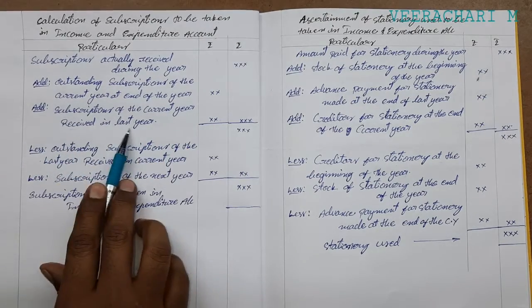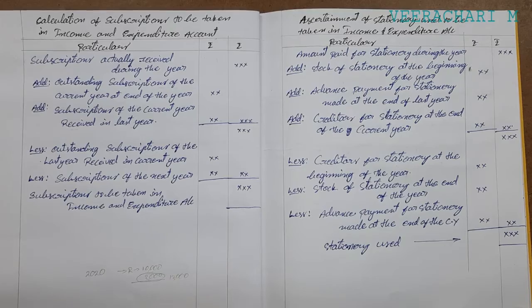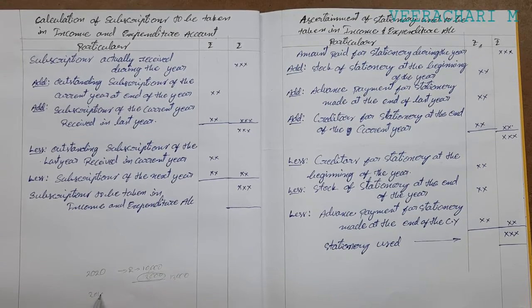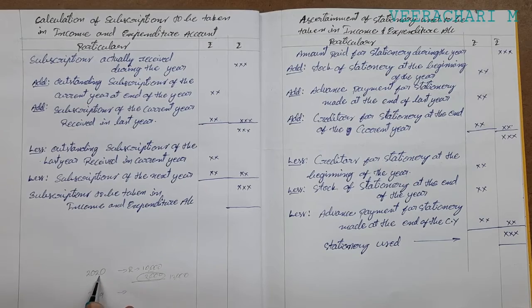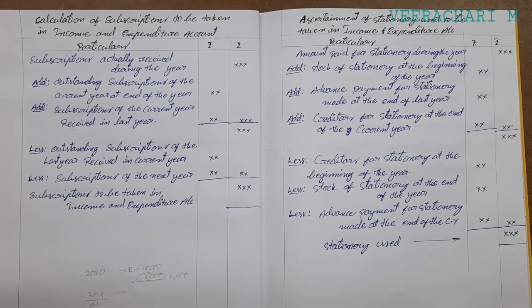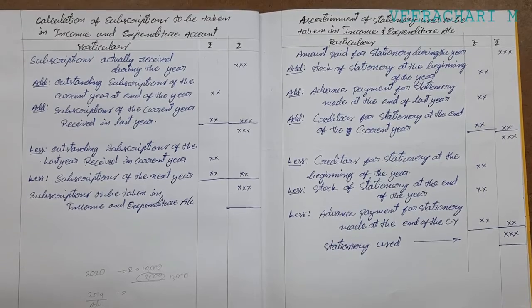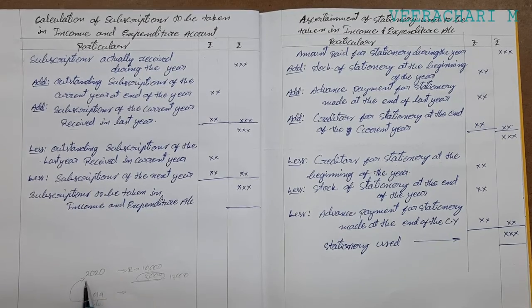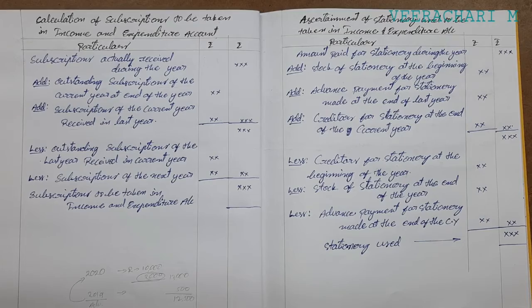Next, subscriptions of the current year received in last year. Received in last year means 2019, and the current year means 2020. In 2019 it is shown as an advance, that is, subscription received in advance. Advance means it belongs to the next year, so it is the next year's income. For example, 500 rupees, that you should also add, making the total 12,500 rupees.